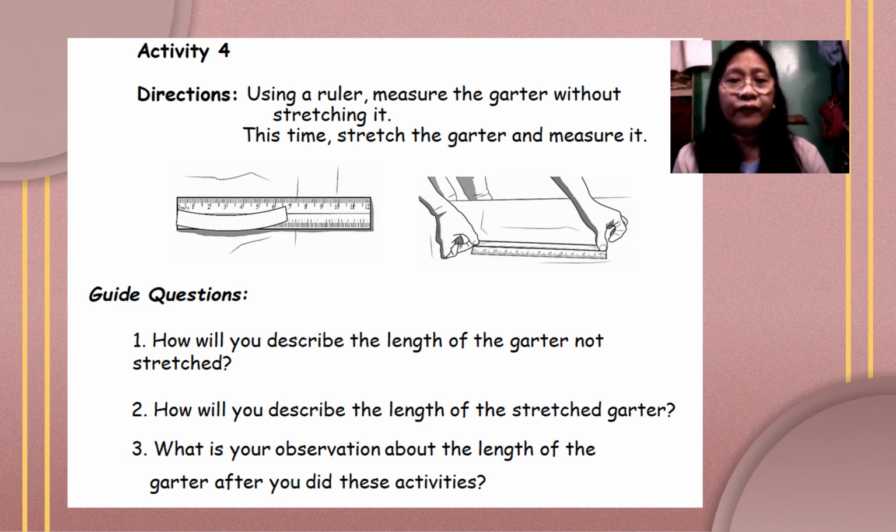For your activity 4, the materials that you need is a piece of garter and a ruler. Make sure that the garter is shorter than the ruler. Okay, for the direction, using a ruler, measure the garter without stretching it. So before you stretch it, you measure first the garter. This time, stretch the garter and measure it.